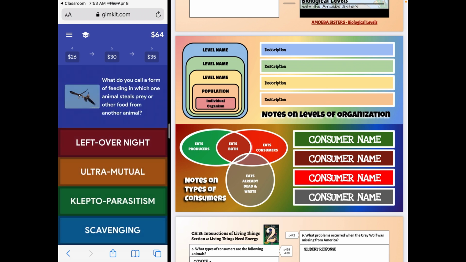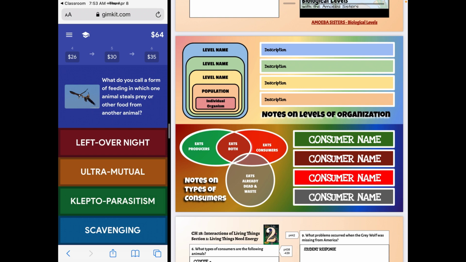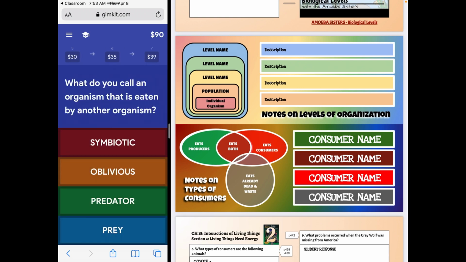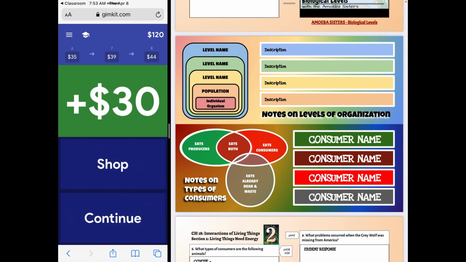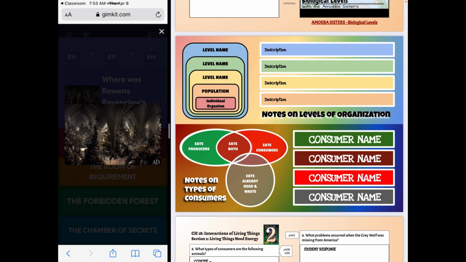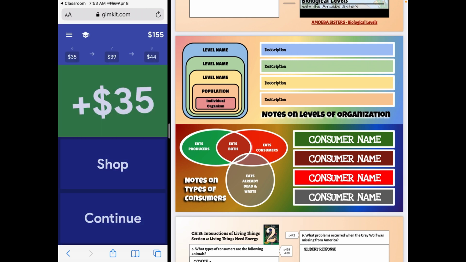All right. Oh, this is different. We didn't cover this. So there's a special form of parasitism when you are stealing, and bald eagles, our national bird, are well known for this. Kleptoparasitism. Continue. What do you call an organism eaten by another organism? You are the prey if you are eaten. Continue. And I want to show you one big trick. Where was Rowena Ravenclaw's diadem hidden? Sorry, Harry Potter fans. That is the room of requirement.